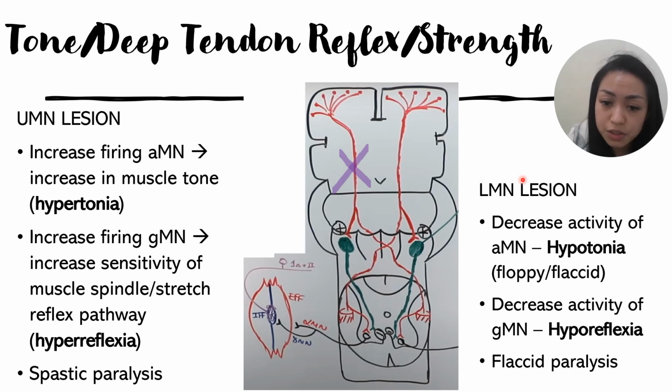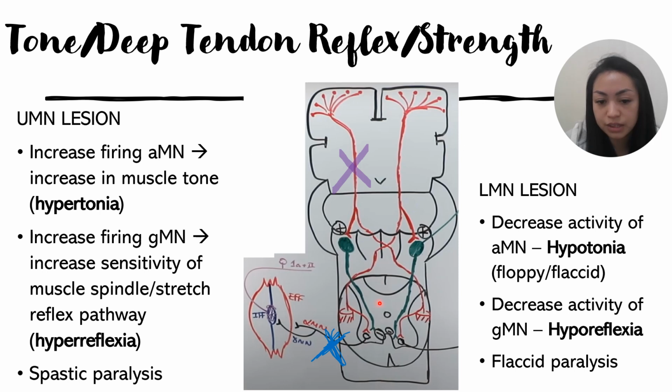Okay, so let's move on to lower motor neuron lesions. Okay, so if we have damage to the lower motor neurons, I told you for lower motor neurons we have the alpha motor neuron and the gamma motor neuron. So if we have a lesion here, can you see that? Let's use blue. If we have a lesion here, right?